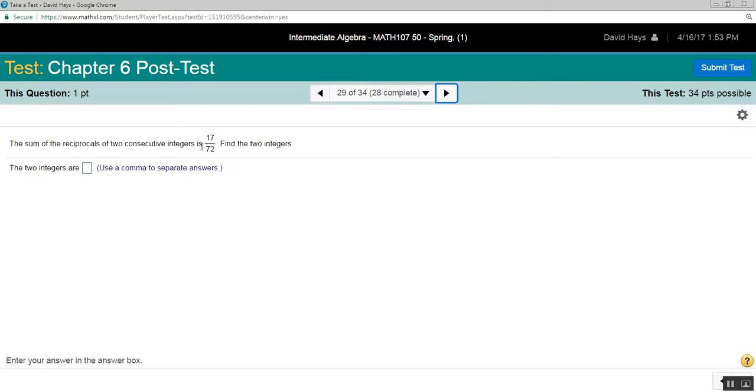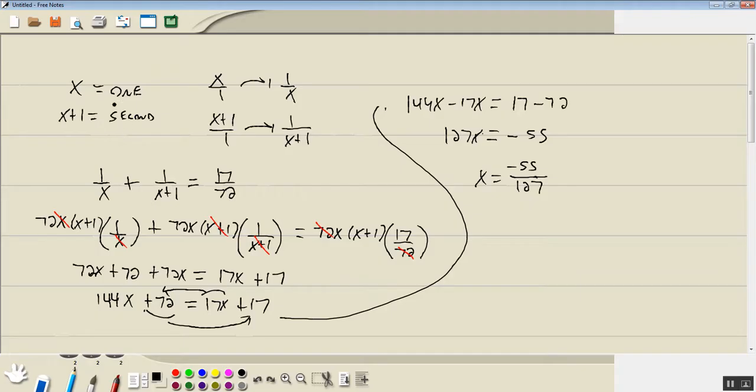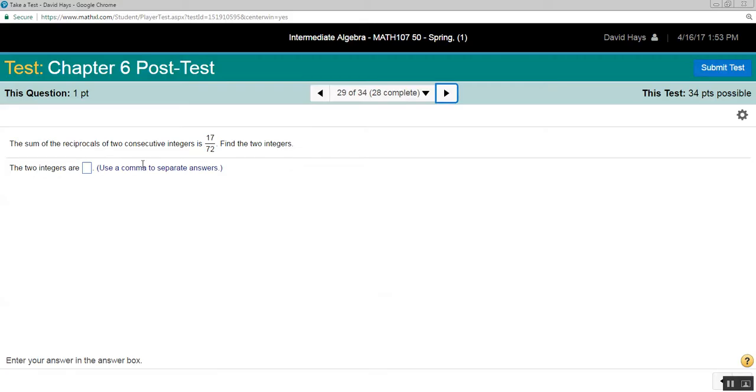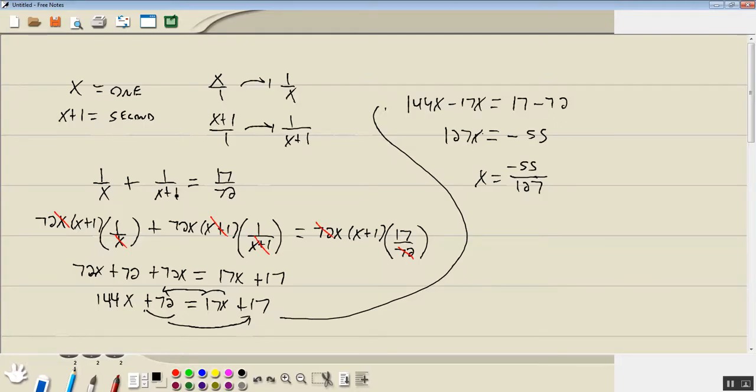Sum of the reciprocals of two consecutive integers. Sum of the reciprocals. x and x plus 1. That'd be 1 over x. That'd be 1 over x plus 1. The sum, that's add, is equal to 17 over 72. Okay, multiply everything by 72x times x plus 1. Those x's cancel. We got 72 times x, 72 times 1, 72. Those x plus 1's cancel. That gives us 72x. Over here, the 72's cancel. Ah, I see where I screwed up.